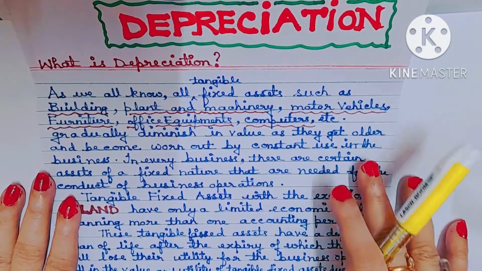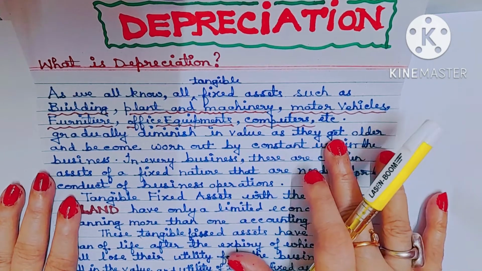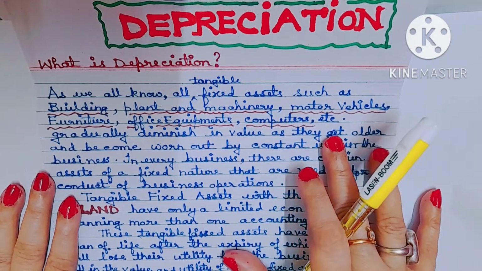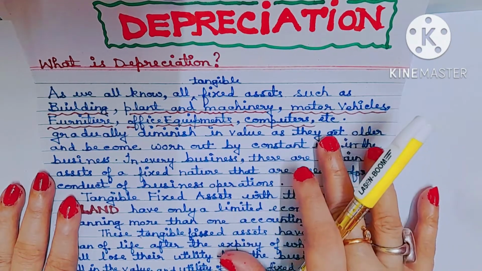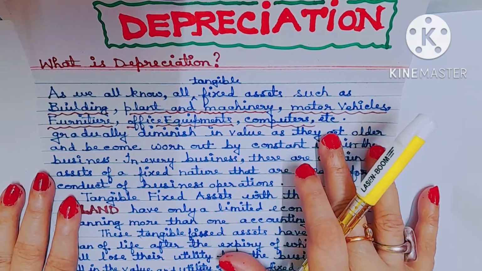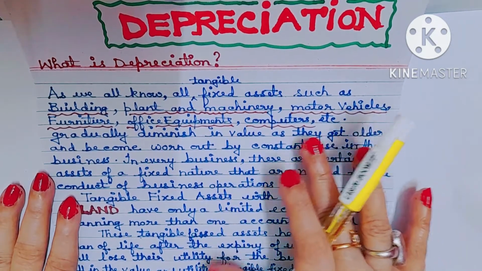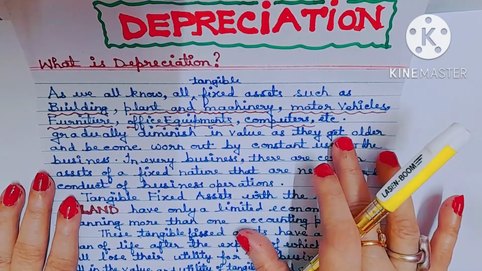Now what is intangible fixed assets? Intangible fixed assets are anything of value that you can't physically touch, such as trademarks, copyrights, patents, goodwill. Understood? An intangible asset does not have a physical existence.